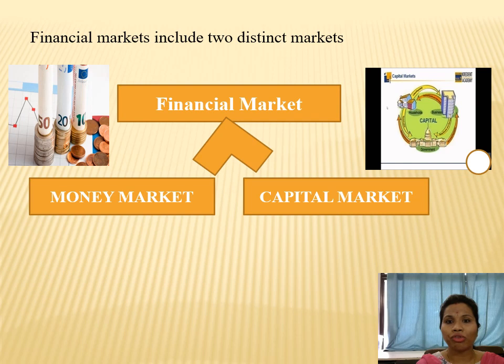Hopefully you have understood the basic knowledge about finance, about the financial system in a country, how finance originated, what its history was, how it works, what the systems are, and what its structure is. Now the financial market comprises two markets. Those are money market and capital market.